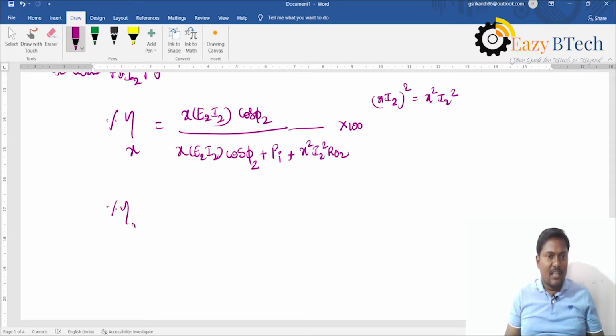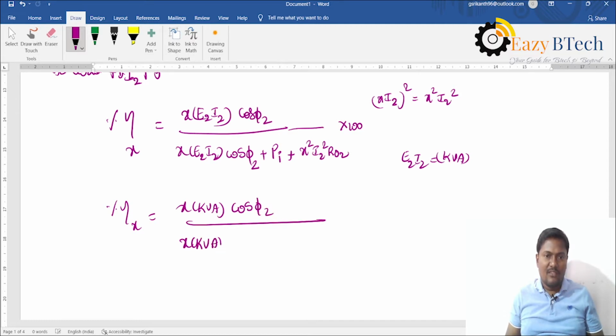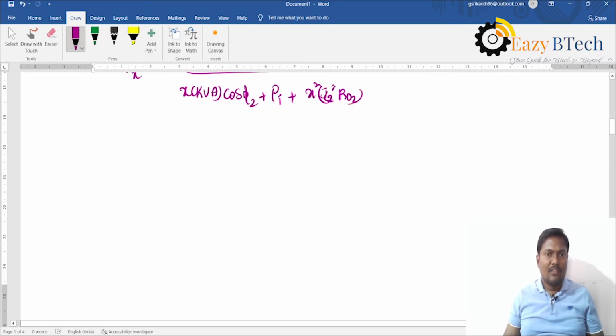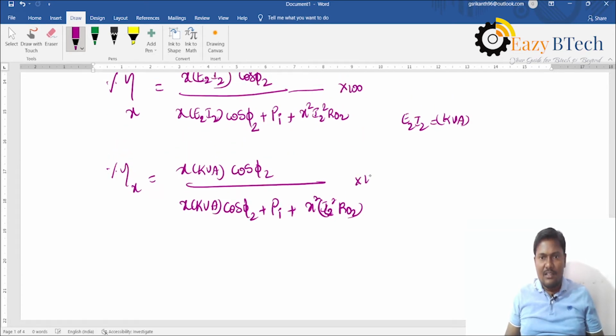And this can be written as, where E2 I2 is kVA of single phase transformer, x times of kVA cos phi 2 divided by x times of kVA cos phi 2 plus iron losses plus x square times of I2 square into R02. So here, this is the percentage efficiency at any fraction of load.